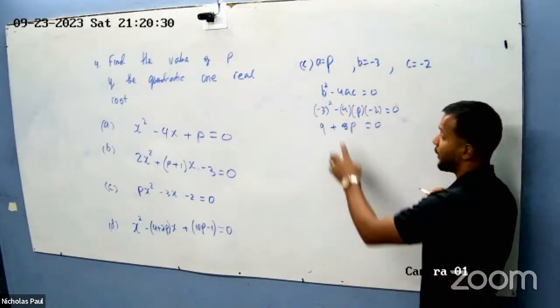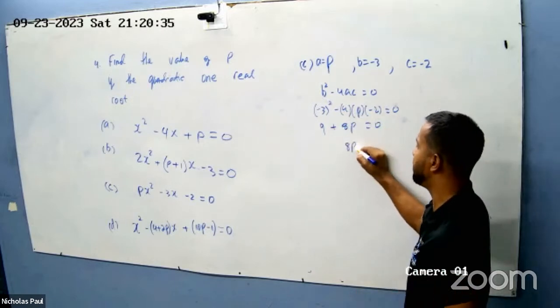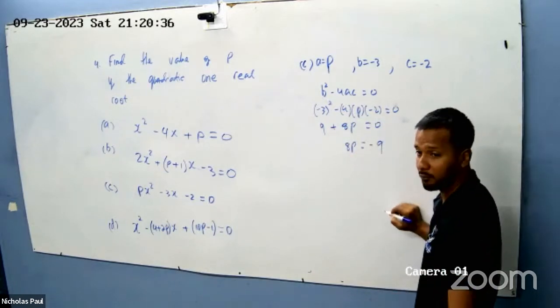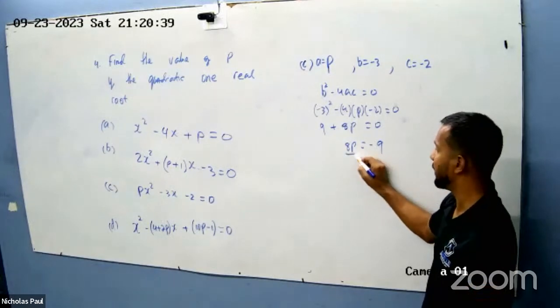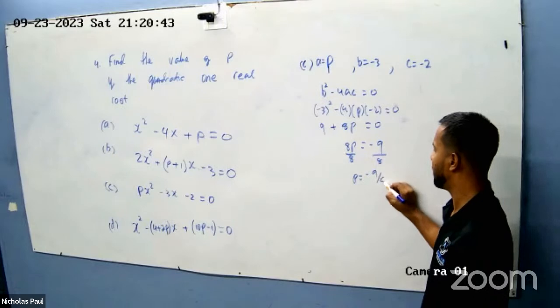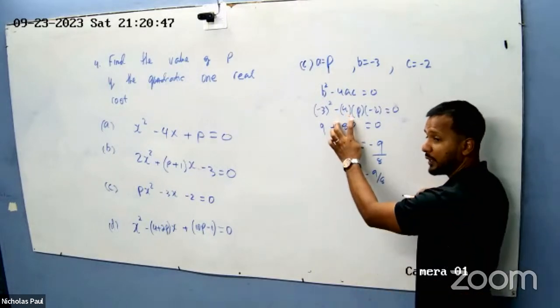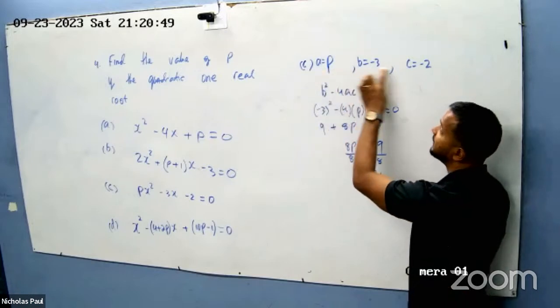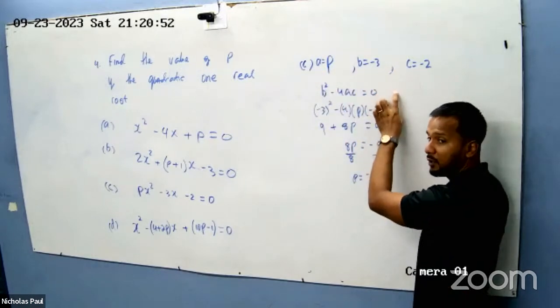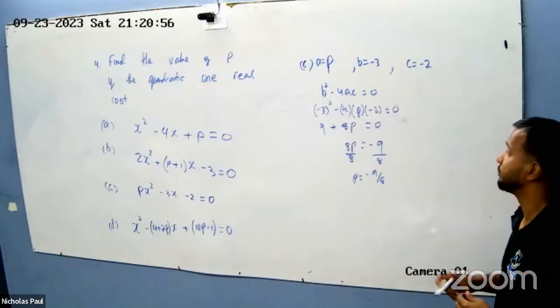Okay? So I expand it out. I'm going to carry across the 9. It becomes 8P is equal to -9. And I want to get rid of the 8, so I divide by 8 on both sides. So P is -9 on 8. These brackets are important. Writing this is important. Don't skip these lines. Write it down.